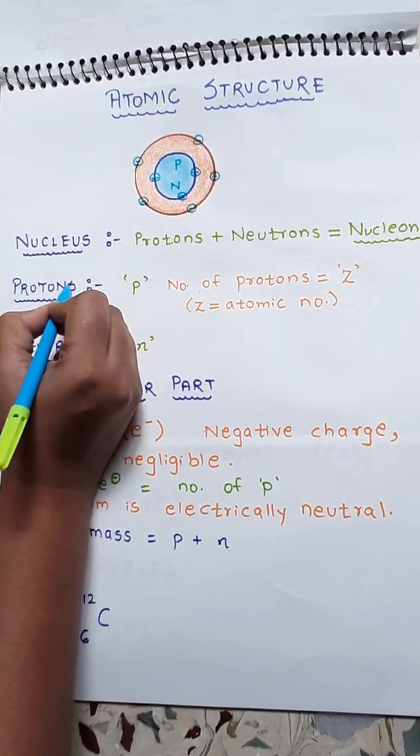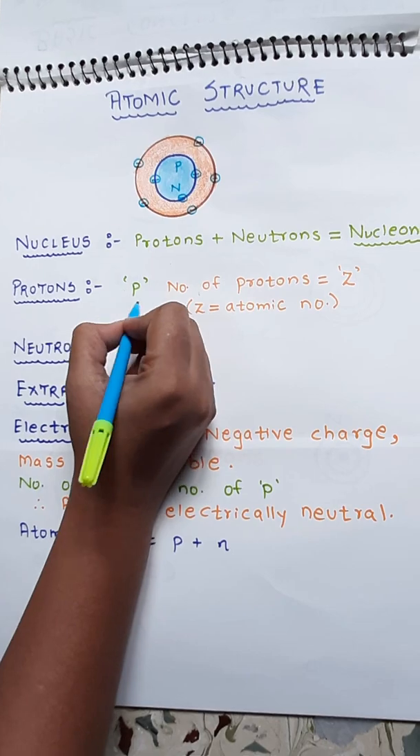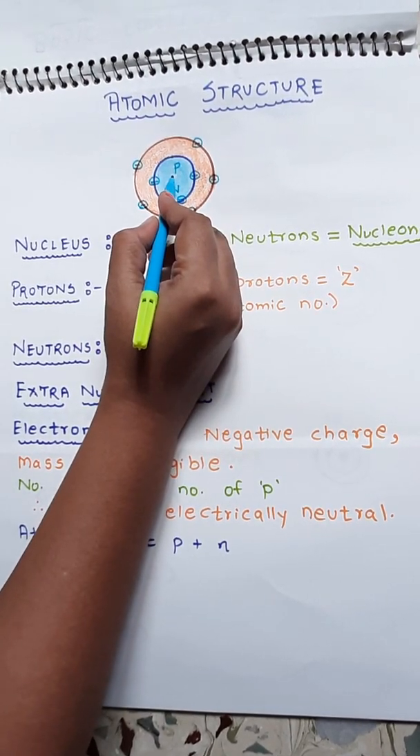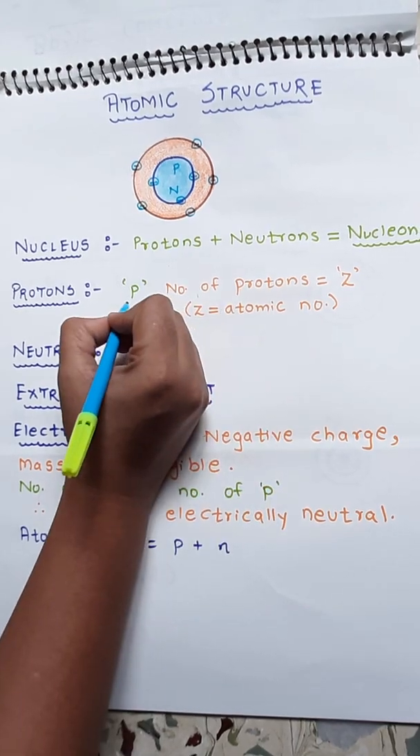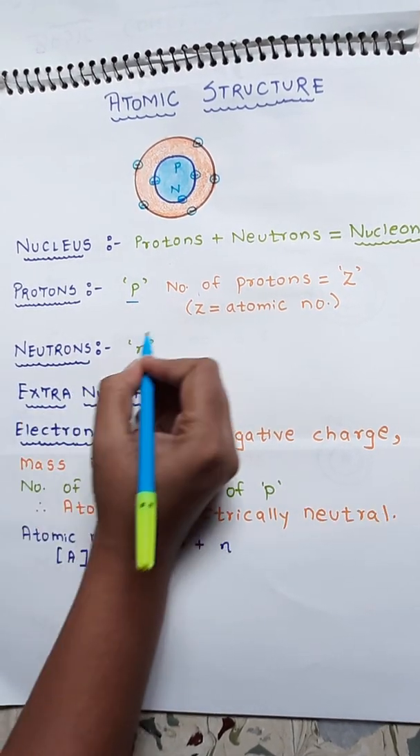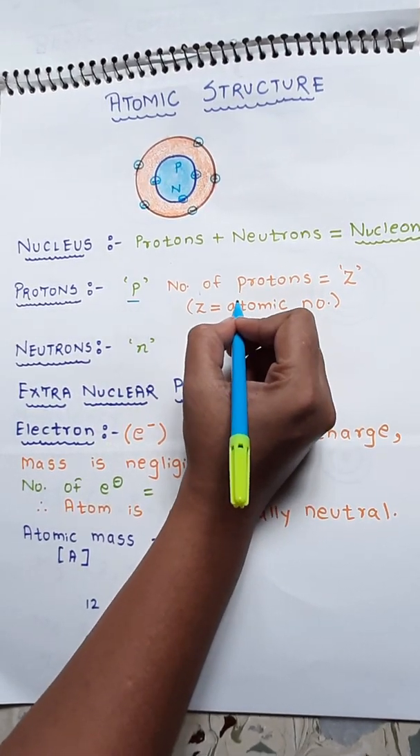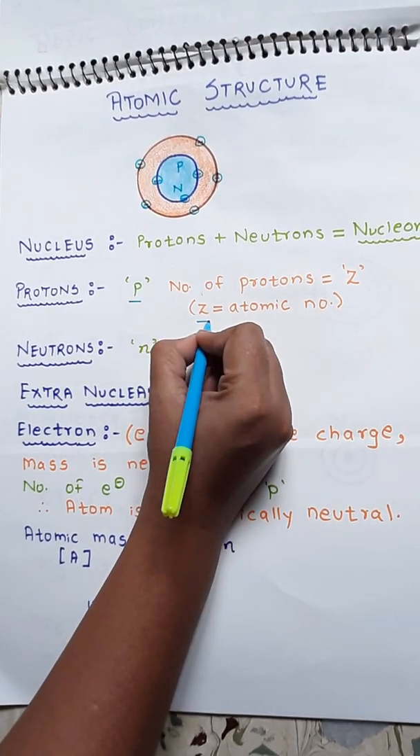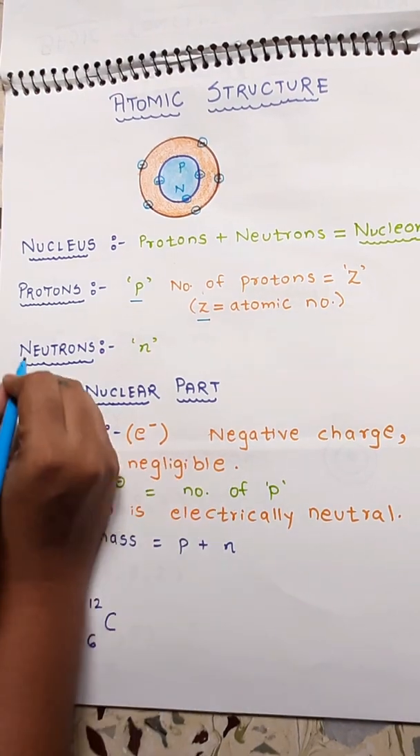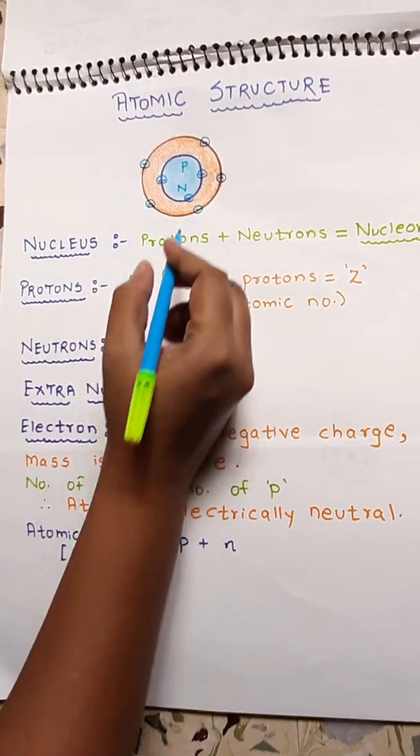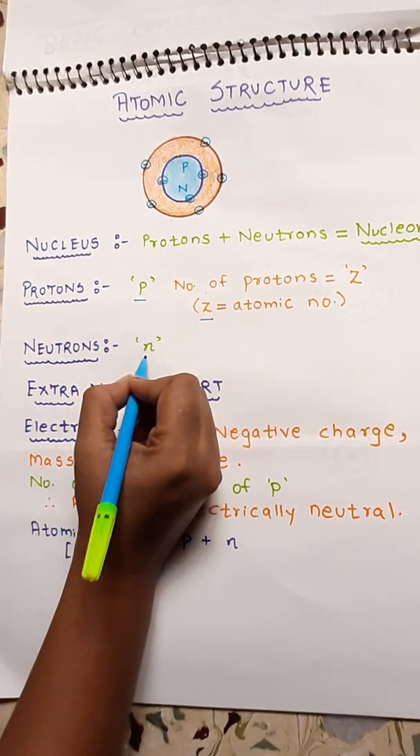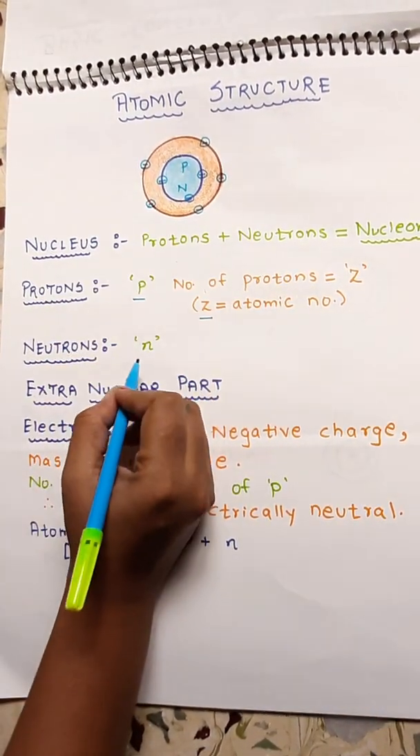Now let's see what protons are. A proton is a positively charged subatomic particle in the atomic nucleus. A proton is represented by the letter P. The number of protons means the atomic number, and the symbol for atomic number is Z. Neutrons: a neutron is electrically neutral and it is denoted by the symbol N.